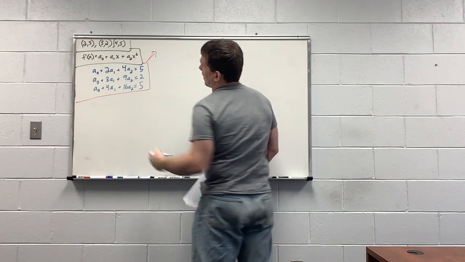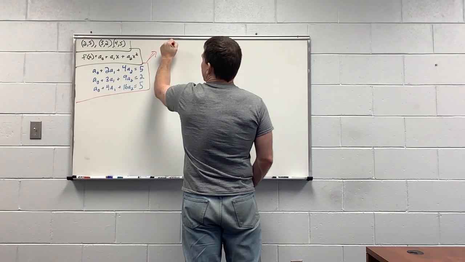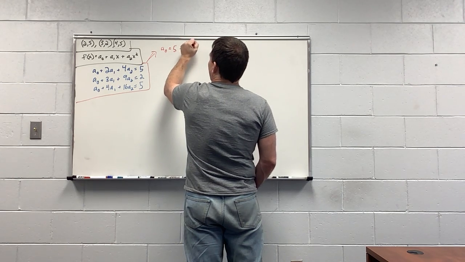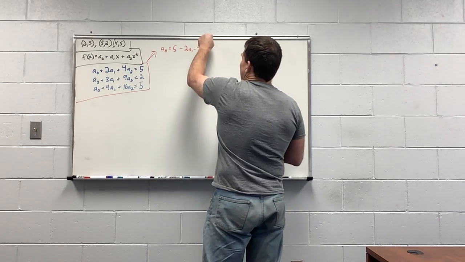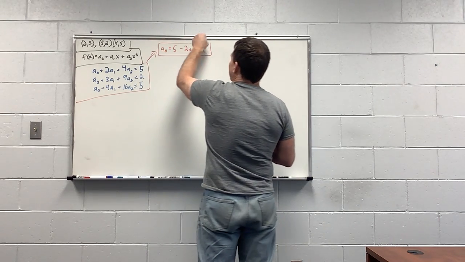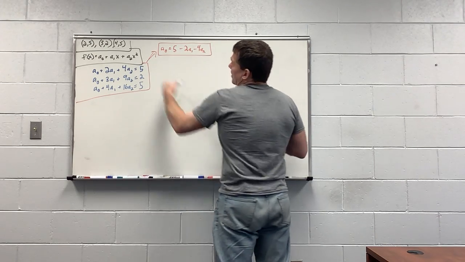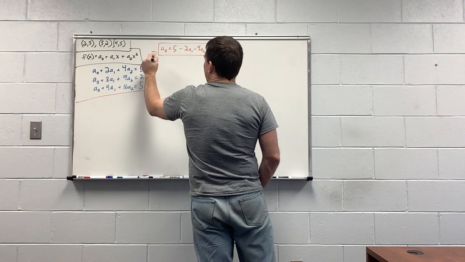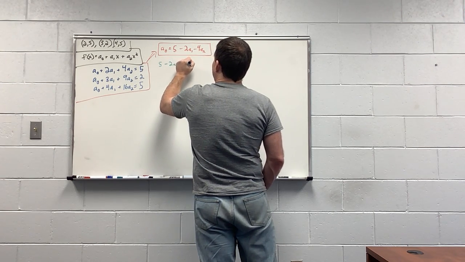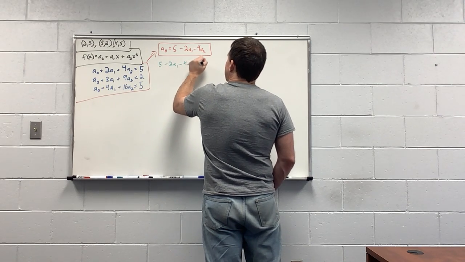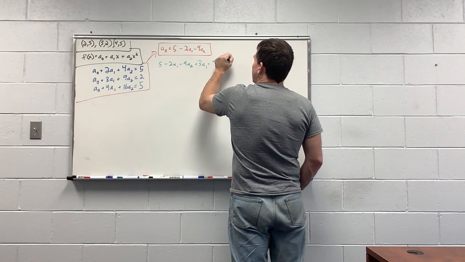So let's see. First off, solve this one for a sub 0. I get a sub 0 is 5 minus 2a sub 1 minus 4a sub 2. And I'll just set that off right now for when I have to substitute back. Now, plug it into the second equation. So a sub 0, which is 5 minus 2a sub 1 minus 4a sub 2, plus 3a sub 1 plus 9a sub 2 equals 2.